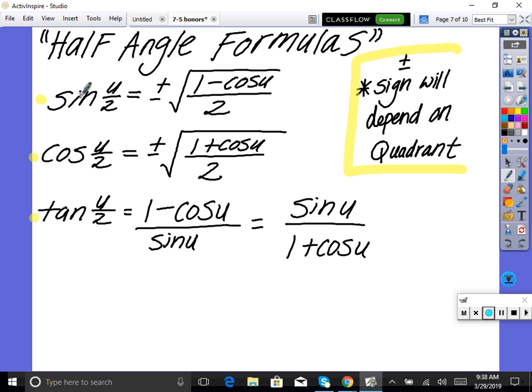And then once again, if you have sine and cosine, for tangent you could do sine over cosine, or you could use these formulas too. You already have these ones written down. All right, let's just start practicing them.